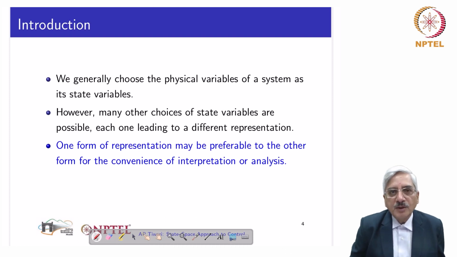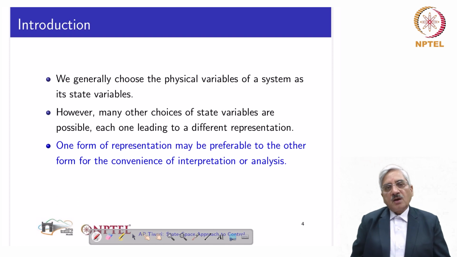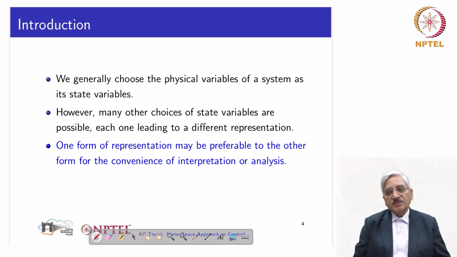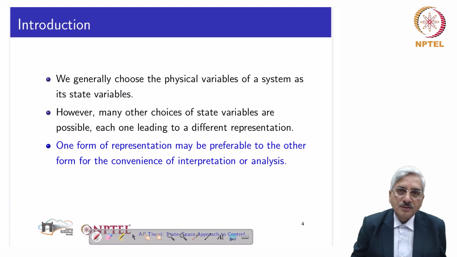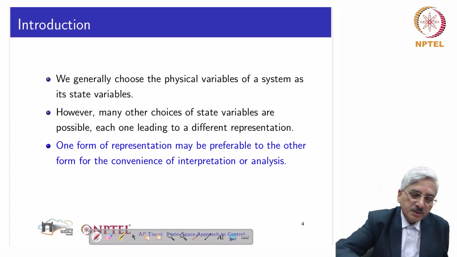However, one form of representation may be preferable to the other for convenience of either interpretation or analysis. For example, we will see subsequently that when the system description is available in diagonal form or the Jordan form, solving the state equations becomes very easy. Similarly, when the representation is available in the companion form, then design of control or observers becomes very easy.